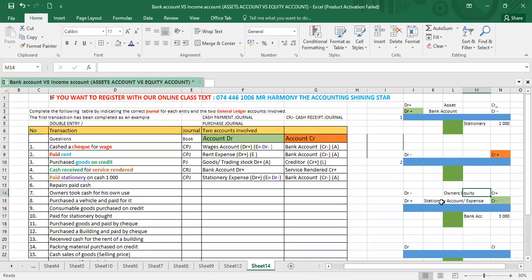So for now, we are paying for the expense. We use the bank account to pay for stationery. How much was the stationery? It was 1,000 rand. We go and open the stationery account.